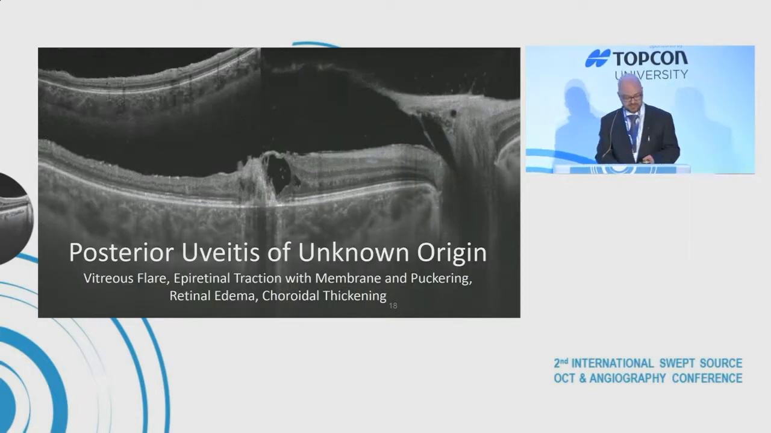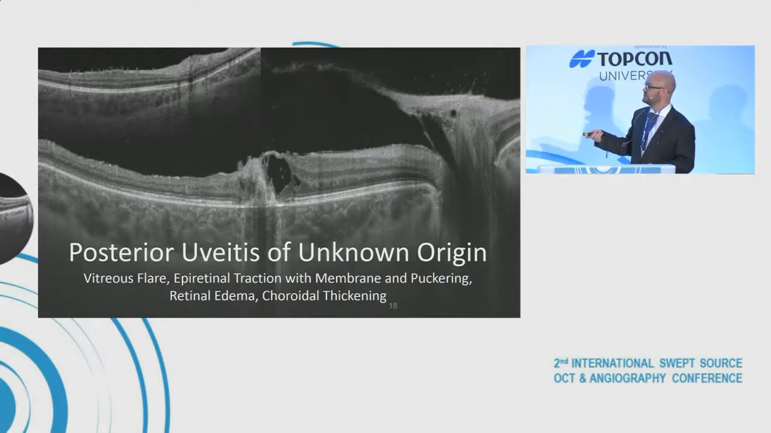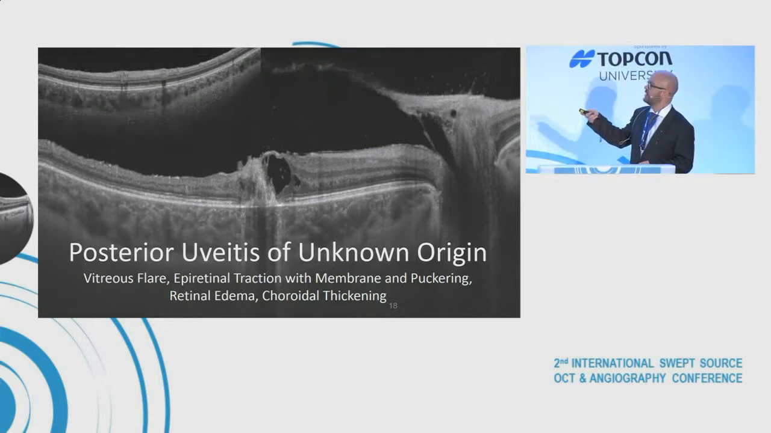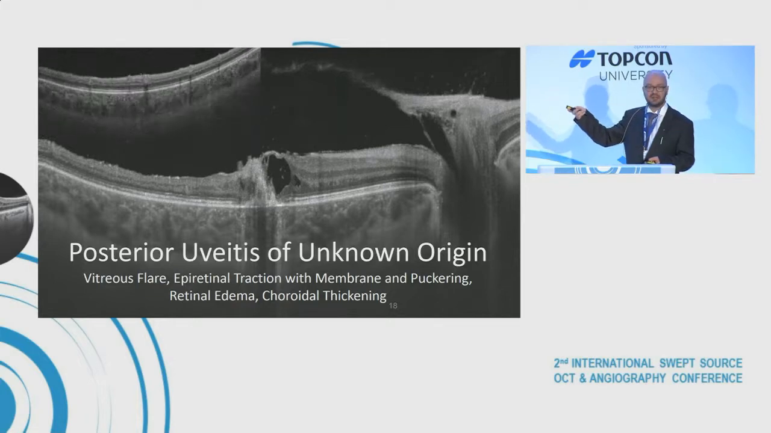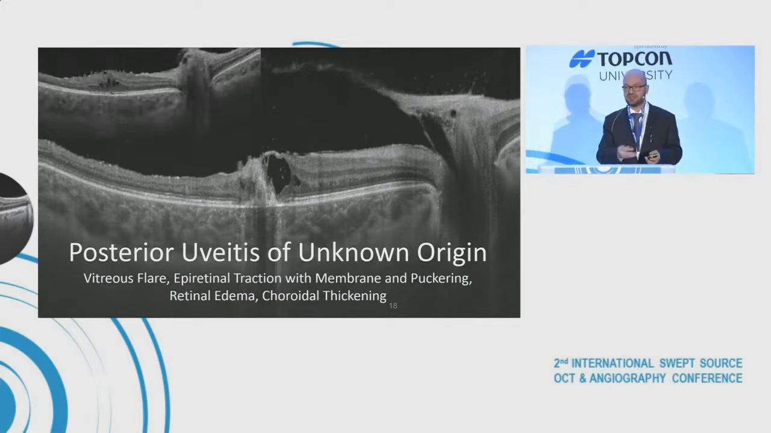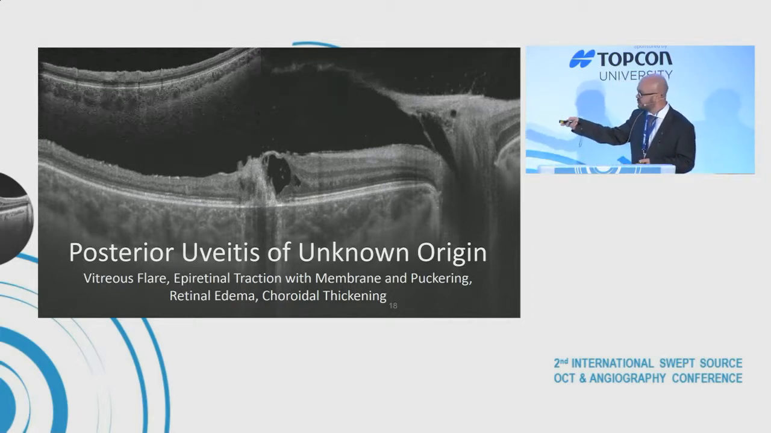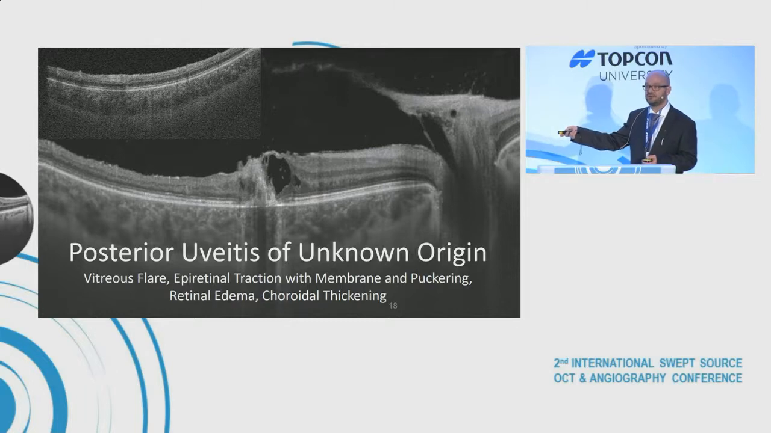For one, it's very important in uveitis. In this patient, we have a patient with uveitis. You have cells in the vitreous. You had cells in the anterior chamber. So you had a lot of haze. You could barely see the fundus. But because of swept source, you can go all the way down to the choroidal scleral interface, and you can see the thickness of the choroid.